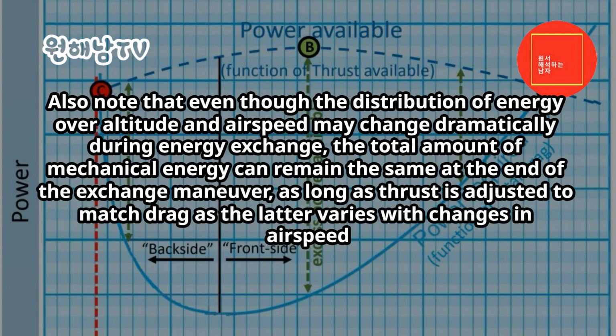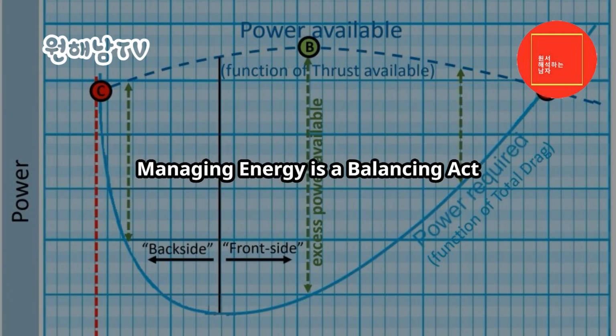Also note that even though the distribution of energy over altitude and airspeed may change dramatically during energy exchange, the total amount of mechanical energy can remain the same at the end of the exchange maneuver, as long as thrust is adjusted to match drag as the latter varies with changes in airspeed. Managing energy is a balancing act.